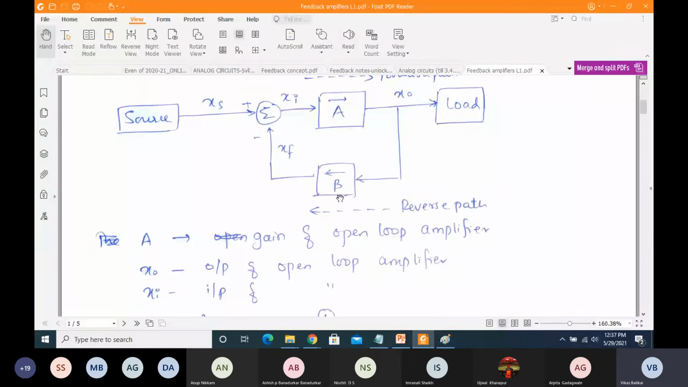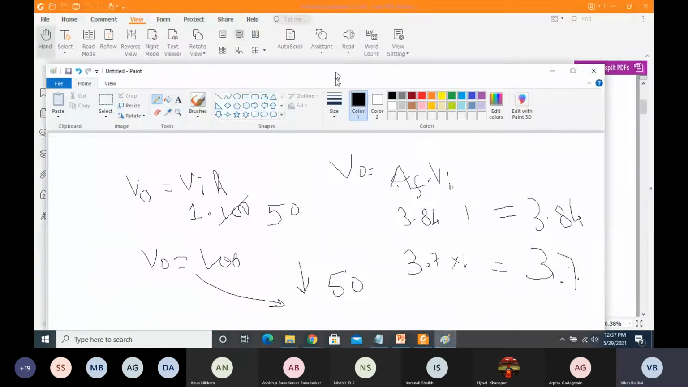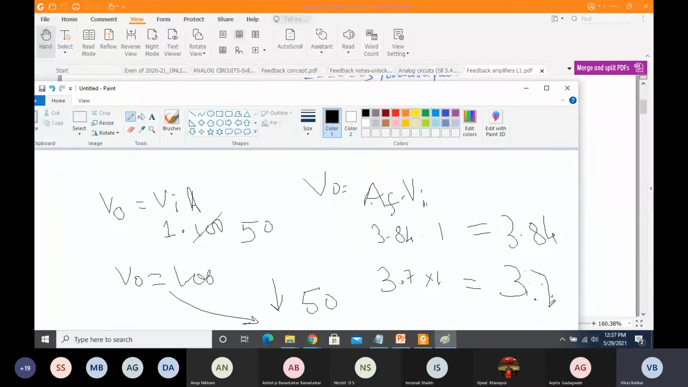This circuit without this portion will have a heavy impact on the output voltage. This circuit with this portion, that is with beta, even though anything happens to this parameter A, my output will not be affected. That's what I just showed you over here. Even though A has changed here from 100 to 50, my output voltage changed from 3.84 to just 3.7.